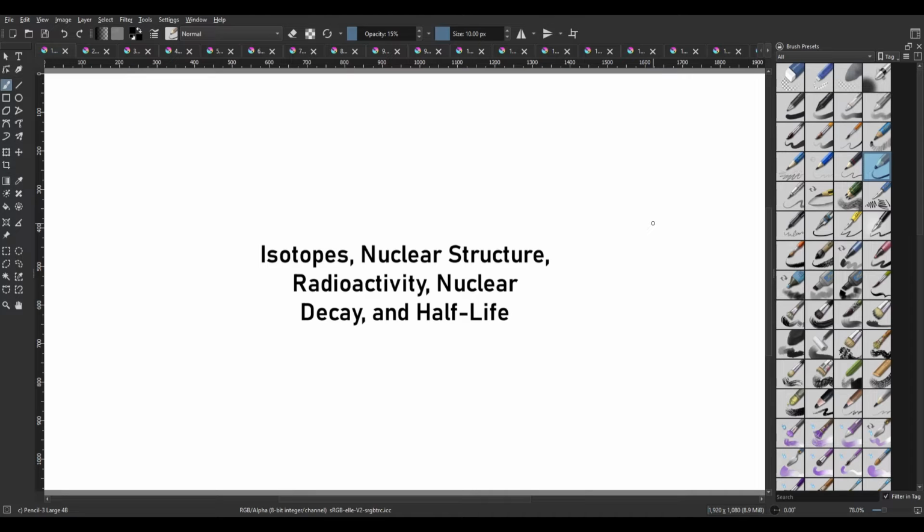Okay, today we're going to be talking about some nuclear chemistry, and we're going to be going over isotopes, nuclear structure, radioactivity, nuclear decay, and half-life. There's some references to nuclear power in here, but that's not going to be a main topic that's discussed.